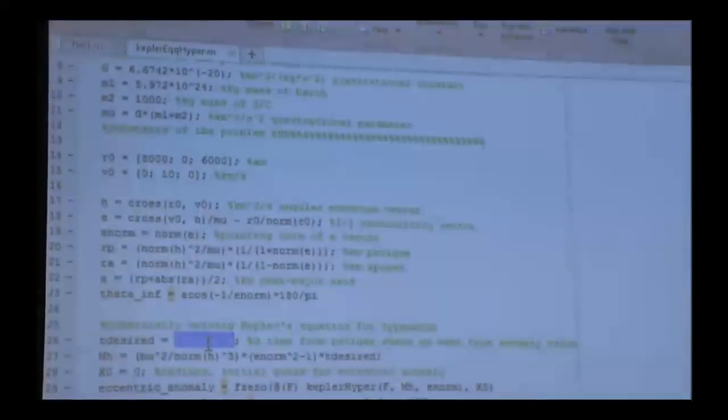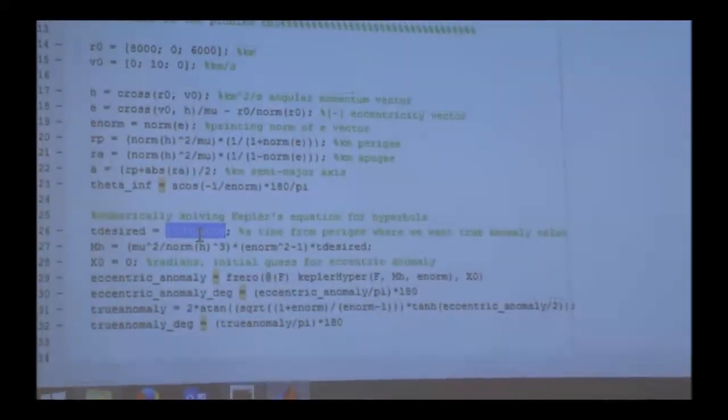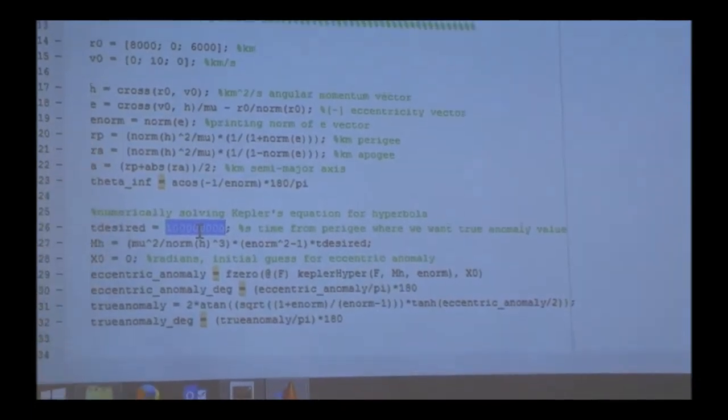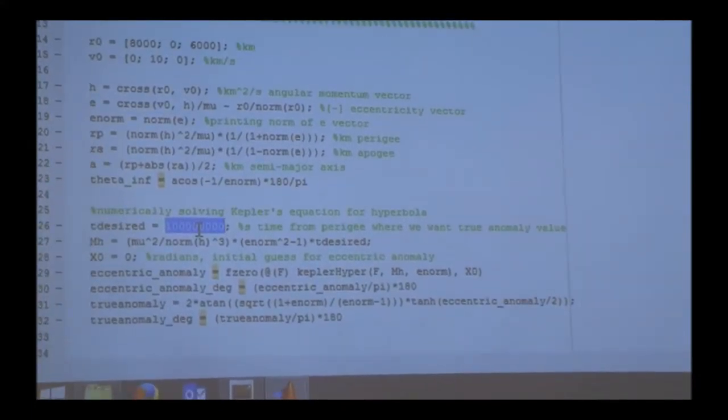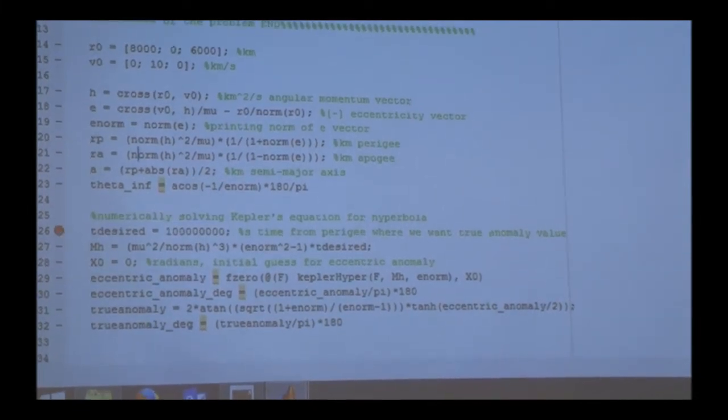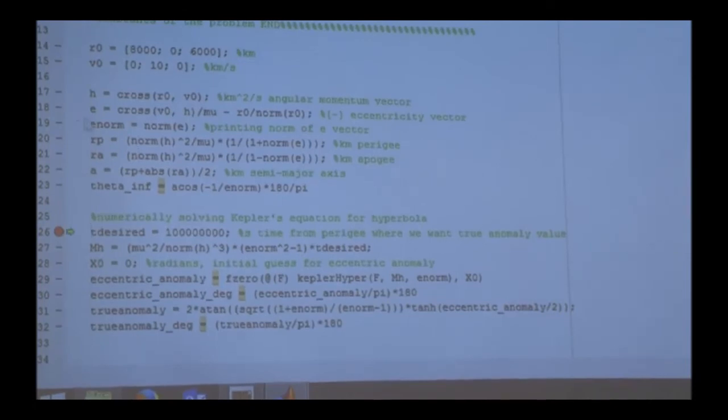That's exactly the example I have here, a hyperbolic orbit. I think the best is just looking at an example. And I enter a huge value for time. What is this, 10 million seconds? I could probably enter infinity, though I don't know if it will work with infinity. Let's stop here. Let's not do the numerical part.